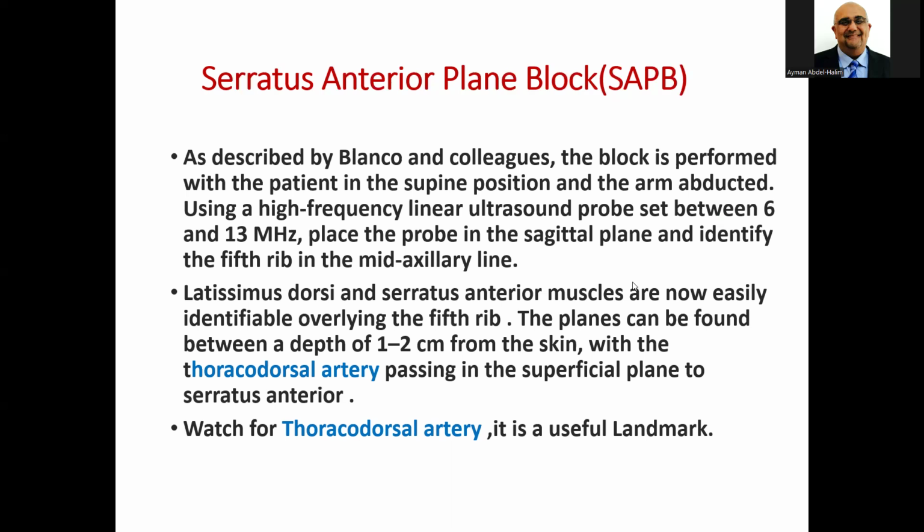Place the probe in the sagittal plane. Identify the fifth rib in the mid-axillary line. Latissimus dorsi and serratus anterior muscles are now easily identifiable overlying the fifth rib. The planes can be found between the depth of 1 to 2 centimeters from the skin, with the thoracodorsal artery passing in the superficial plane to the serratus anterior. Watch for the thoracodorsal artery. It is a useful landmark.